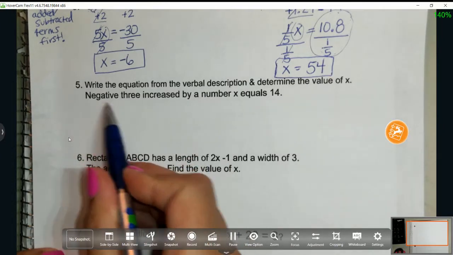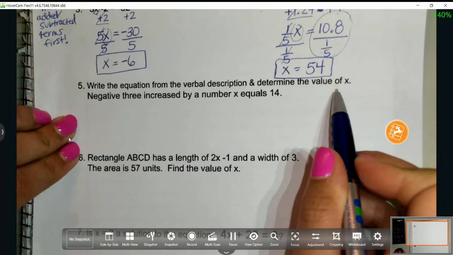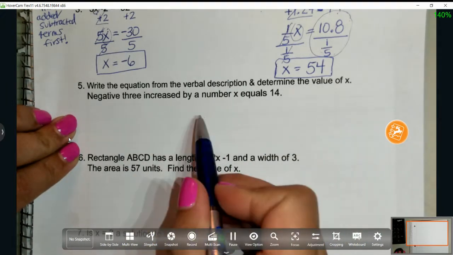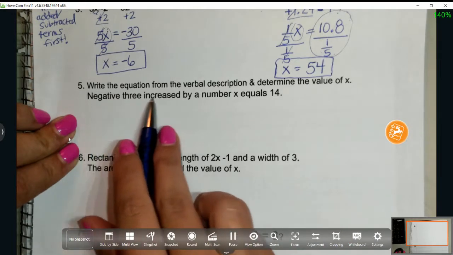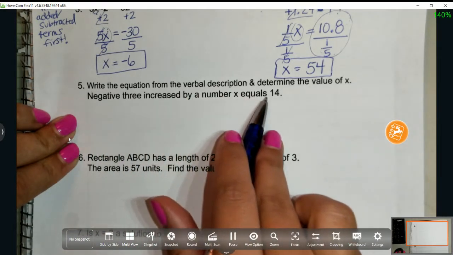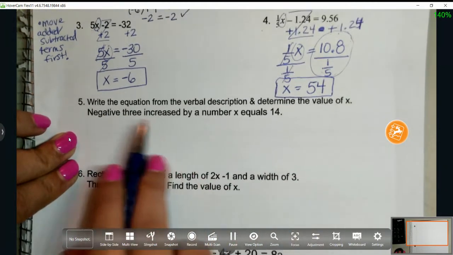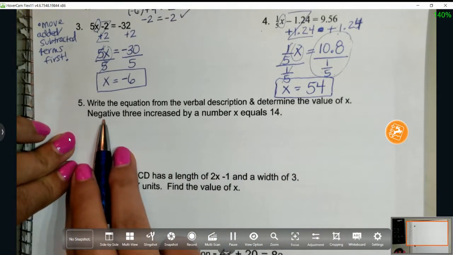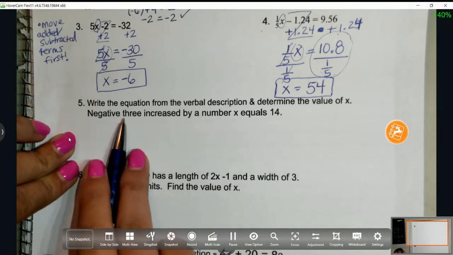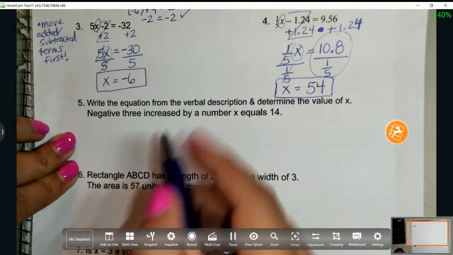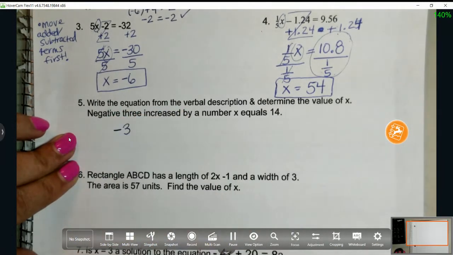So before we can determine a value of x, we have to give ourselves an equation. We're not always going to be given one, so it's important that we know how to translate between this verbal description and an algebraic equation. Let's start like we always do, on the left, and work our way down. So -3 increased. We're just going to write what they told us to.